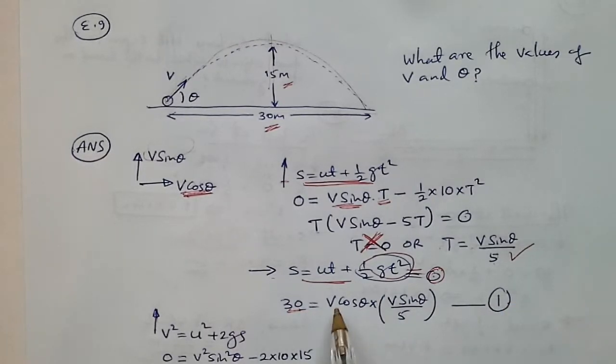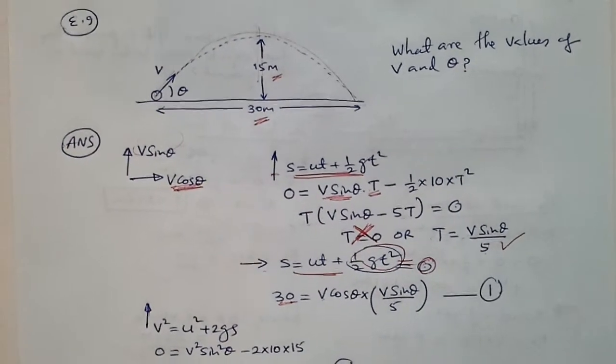Now in this equation we have v and theta. These are two unknowns. So our task is to find the value for v and the value for theta. So I need to have another equation so that I can find the values for v and theta.